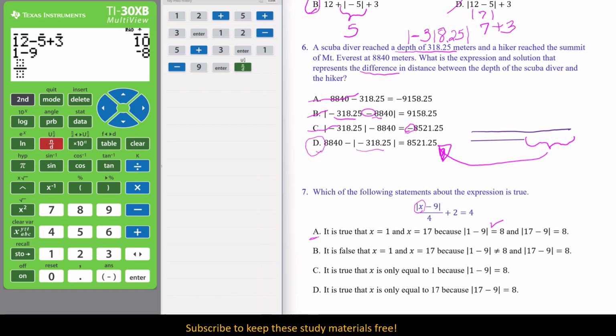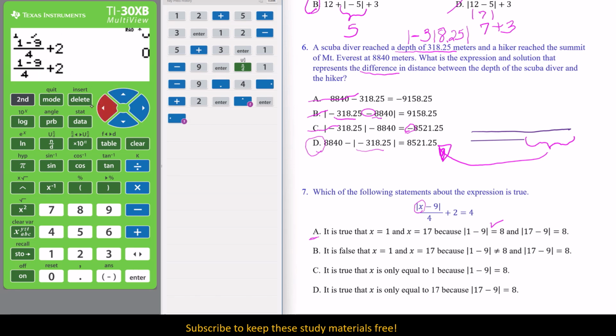So we put in our fraction and we say 1 minus 9, and then our denominator is 4, arrow over, plus 2, and then we push equal. Oh, goodness, let's see here. Oh, that's absolute value. I did that wrong. Let's do that again. Did you see what I did? I went up and I captured it. See how you can arrow up and down? But here I punched that in the way it was. It should have been 8.